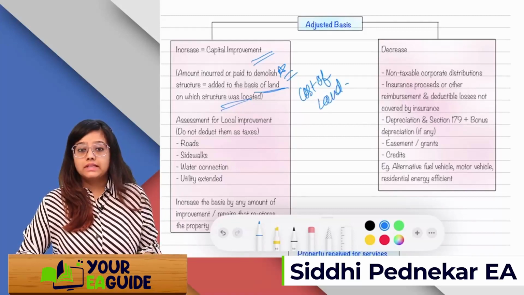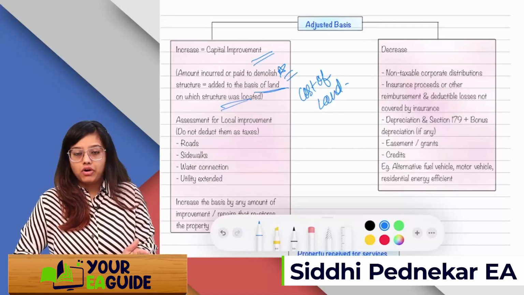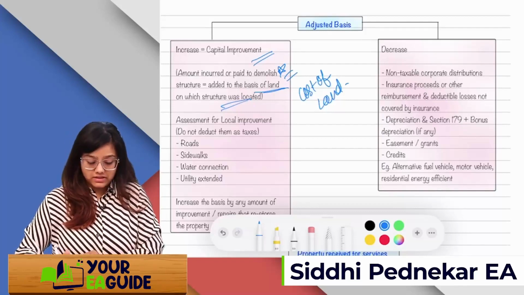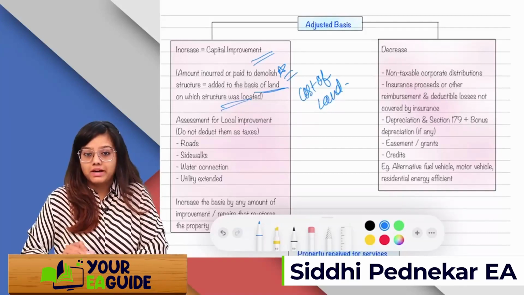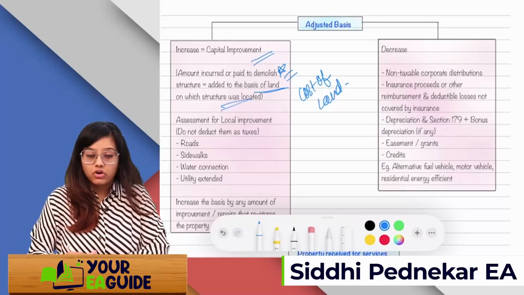Okay, next is assessment for local improvement. This should not be deducted as a tax, but this should be a part of your cost basis. Okay.